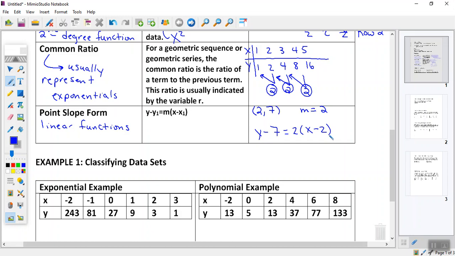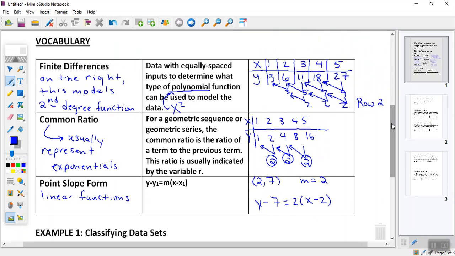All right, so as far as vocabulary goes for today, do you understand the difference between finite differences and common ratios? Finite differences help you determine what type of function. You're always subtracting. Sometimes you get the same value in row 1. Did we get the same values in row 1? Where did the finite differences become the same? Row 2, which meant it was what degree polynomial? And if subtracting doesn't help you find some kind of pattern, then we're looking for not common differences, but common what?